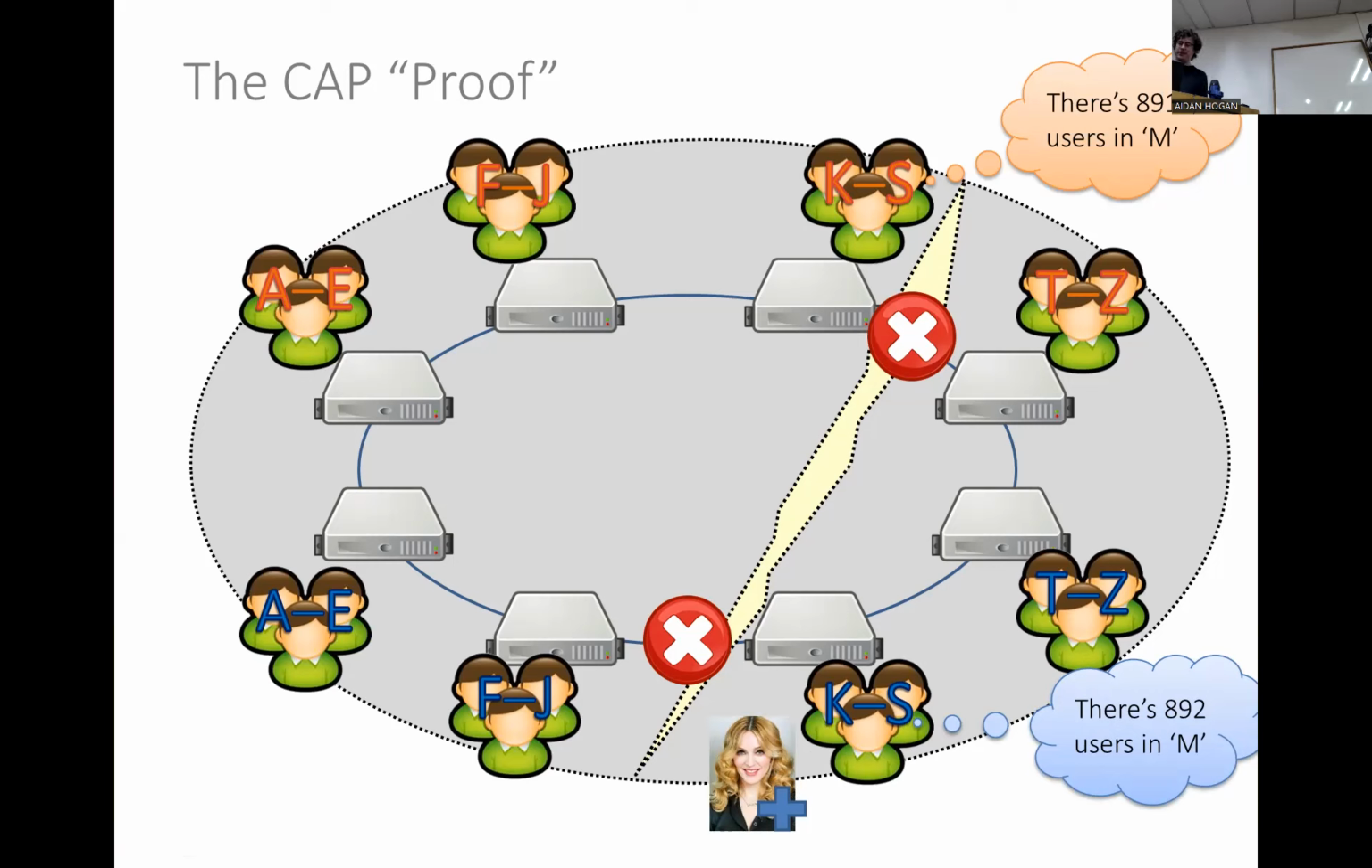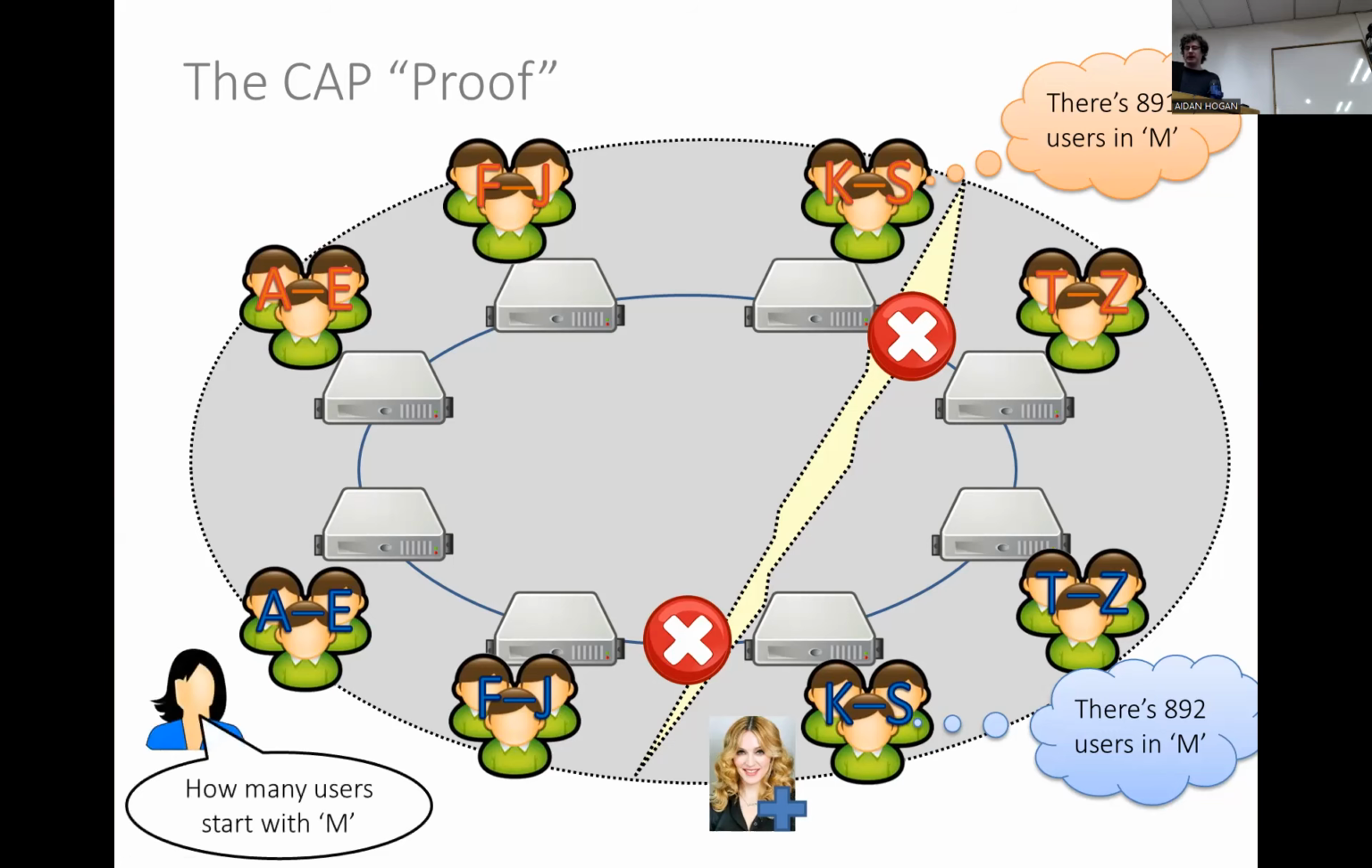No, we have to process the request, which means that somehow now we have this impossible situation where we can't update the state on both sides of the partition. So what this means now is that if we get another petition, for example, asking how many users start with M, then if we ask the wrong side of the partition, we could get old information, 891 rather than 892.